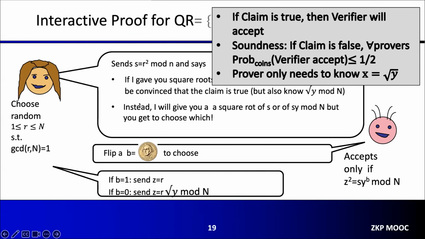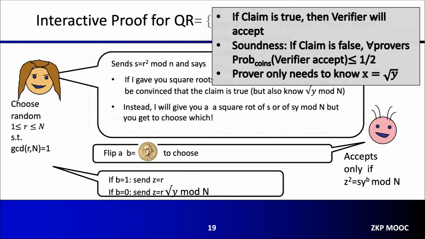Soundness is always the thing that's harder to show. If the claim is false, then no matter what the prover does, he can't solve both equations, he can solve one of them. So what's the probability I asked him to solve the equation that he knows how to solve? It's at most a half.